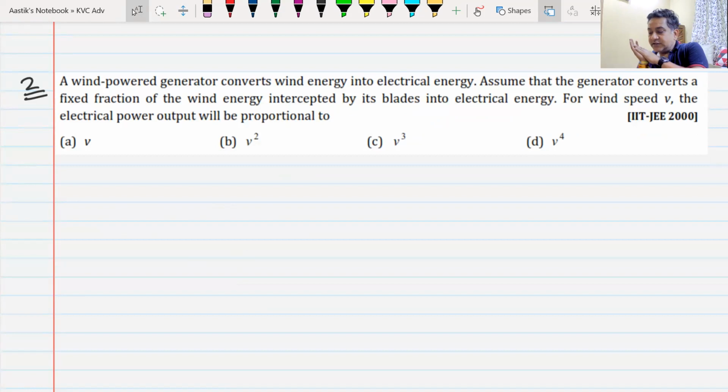A wind power generator converts wind energy into electrical energy, and assuming that the generator converts a fixed fraction of the wind energy intercepted by its blades into electrical energy for wind speed V, the electrical output will be proportional to what? So remember, whenever we encounter such a question, what is happening here?